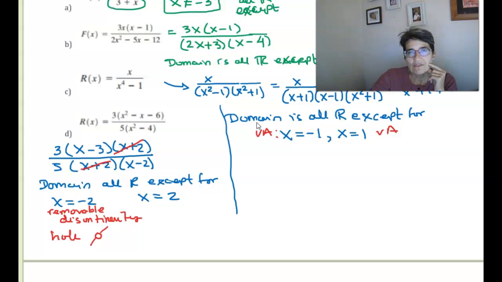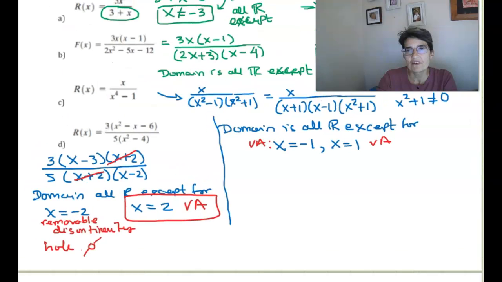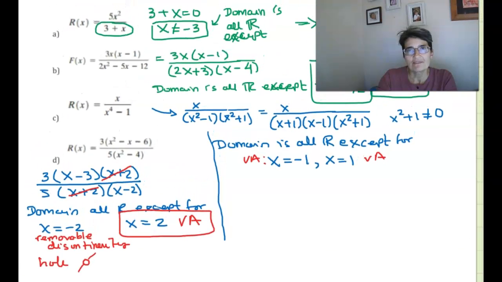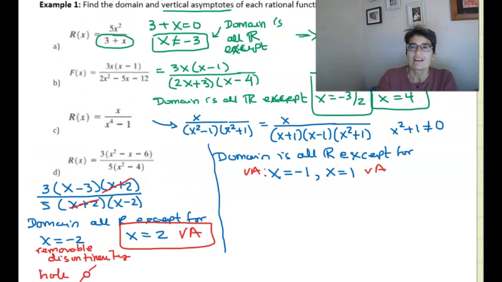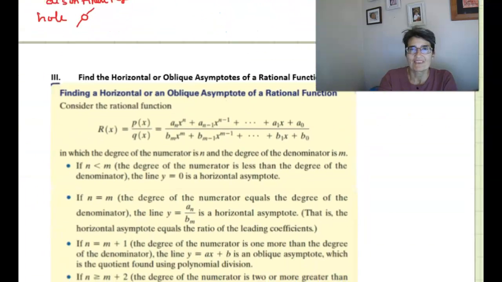Now at x equals 2, it stays there. It doesn't simplify out, so x equals 2 is a vertical asymptote. Okay? Cool. So that was how to figure out what values are not in the domain and whether those values are vertical asymptotes or removable discontinuities.